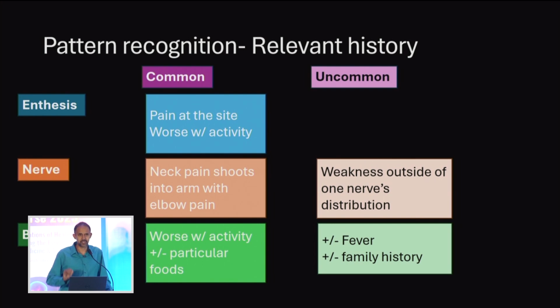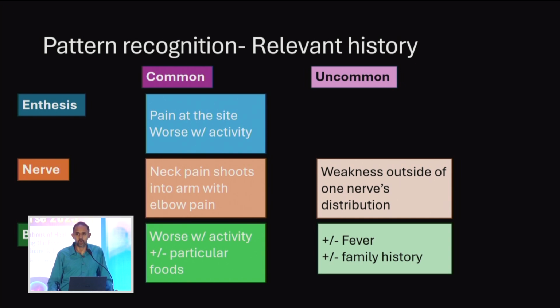Again, it's been drilled in over and over again. History is everything, and we're going to do that more. History really is everything, because with the common conditions, especially in the enthesis, it's going to be pain at this site that's worse with activity. We don't really have uncommon entheses problems, but then with nerve, it's a neck pain that shoots into the arm, and there's an elbow pain, versus the uncommon nerve conditions, which may have weakness outside of that one nerve's distribution.